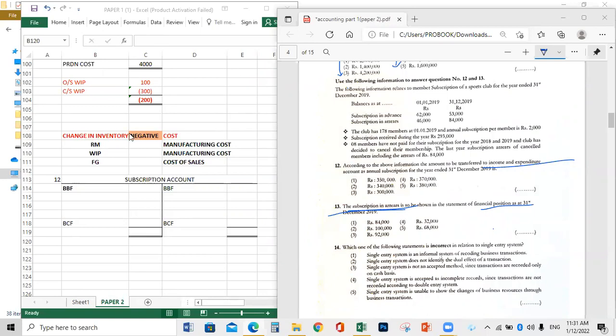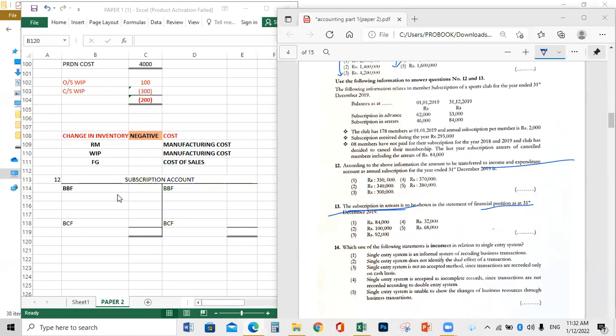Okay, let's start. The following information relates to a member subscription of a sports club for the year ended 31st December. So opening is given, closing is given. I will quickly draw the subscription account. Guys, subscription in advance, asset or liability?